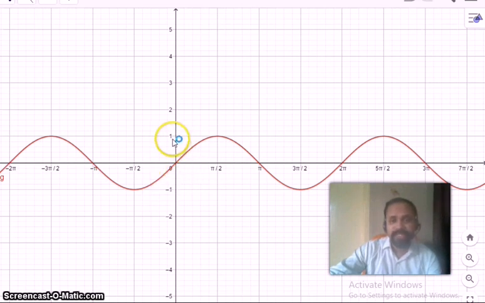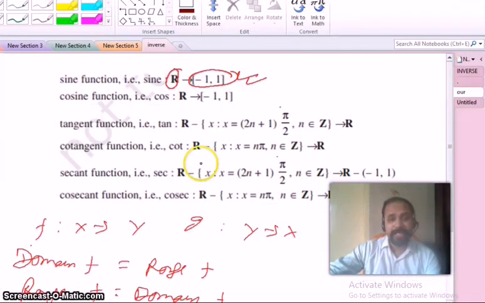You see the value of sine x changes on the y-axis. The maximum value is 1 and the minimum value is -1. That means the range of sine theta is -1 to 1 and the domain is all real numbers, as I have written here.